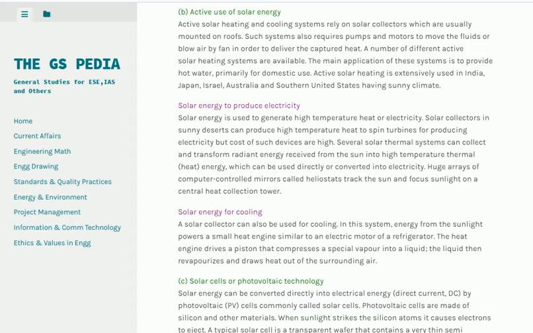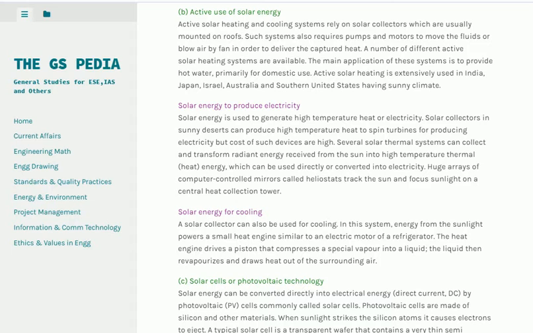Solar energy to produce electricity. Solar energy is used to generate high-temperature heat or electricity. Solar collectors in sunny deserts can produce high-temperature heat to spin turbines for producing electricity, but the cost of such devices is high. Several solar thermal systems can collect and transform radiant energy received from the sun into high-temperature thermal energy, which can be used directly or converted into electricity. Huge arrays of computer-controlled mirrors called heliostats track the sun and focus sunlight on a central heat collection tower.